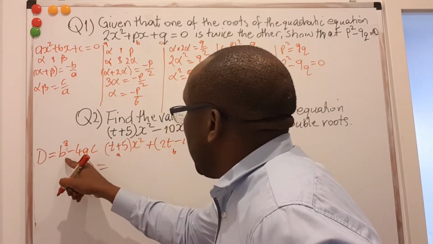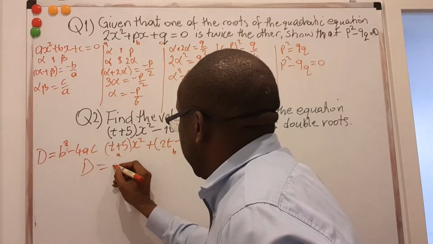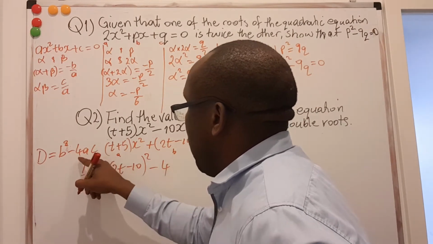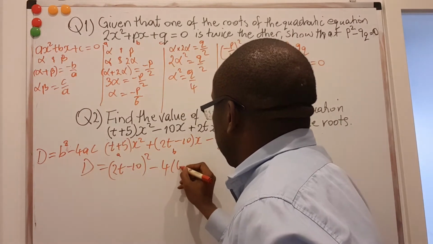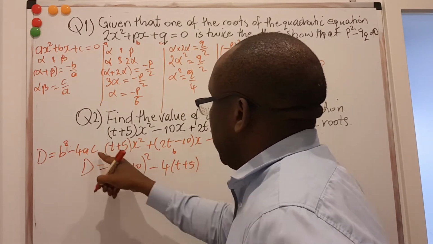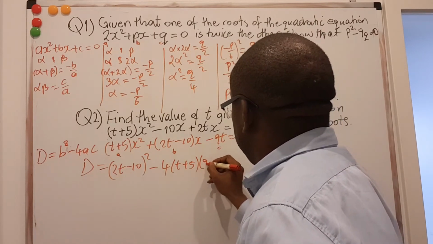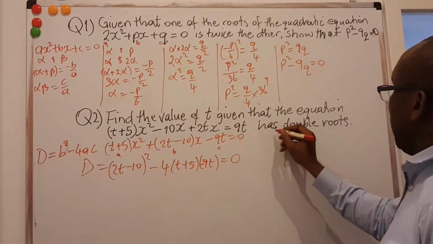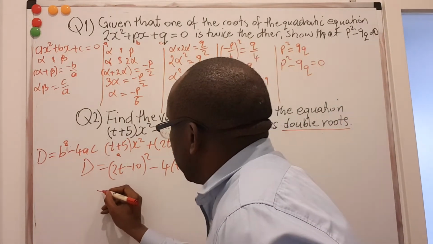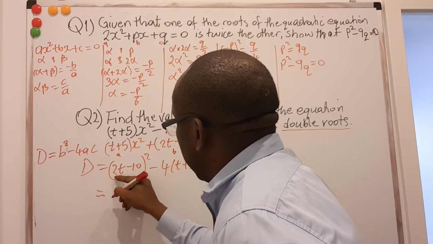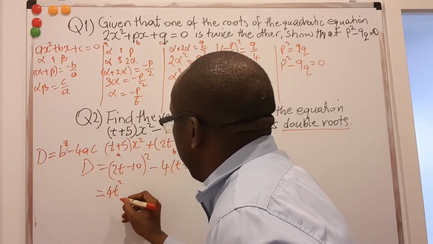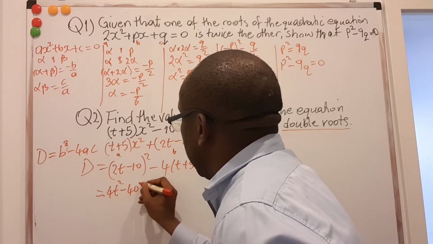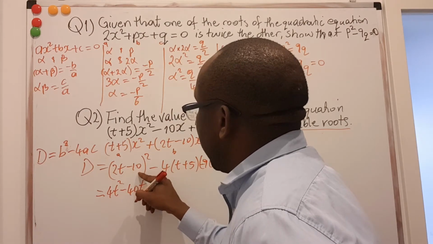So this is supposed to be b squared minus 4ac. So my b is this, so that is 2t minus 10, all that squared, minus 4. A is this one, that is t plus 5. C is minus 9t. This should be equal to 0 because the roots are double. So now we try to expand this. To expand this, I take the first term squared, that is 4t squared. This times that is minus 20t times 2, so minus 40t. And the last one squared, minus 10 squared is 100.